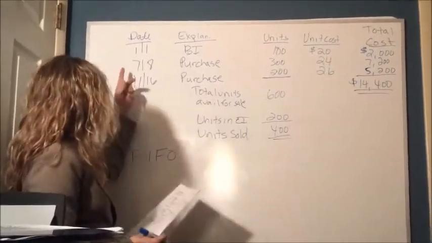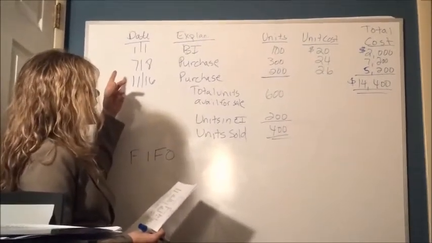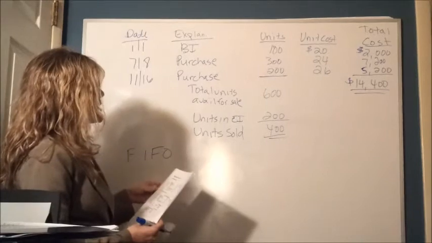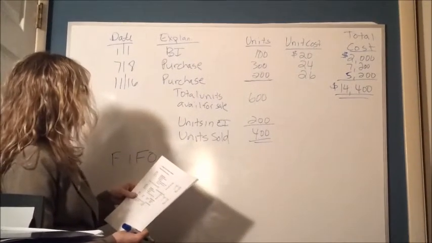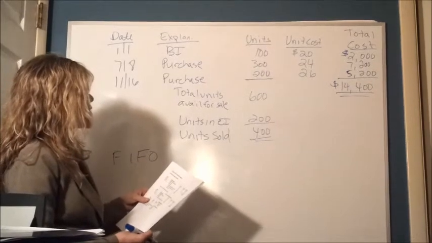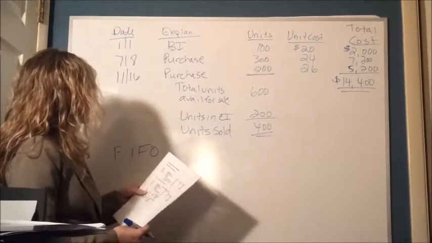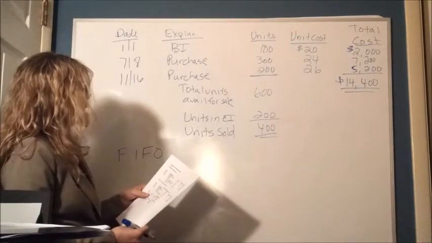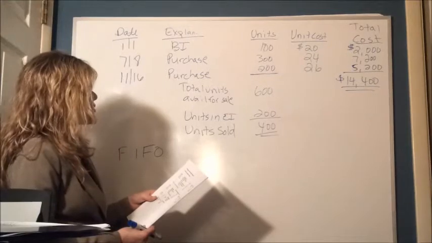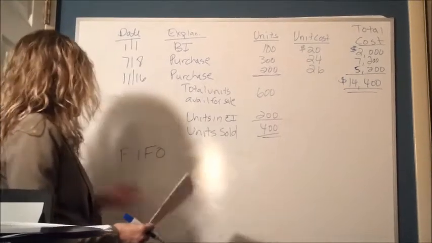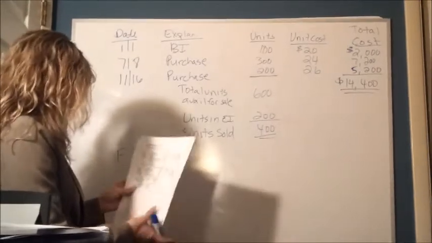So, my beginning inventory on January 1st was 100 units at a unit cost of $20 per unit for $2,000. My purchase on July 8th, I bought 300 units at a cost of $24 per unit for $7,200. And on November 16th, I purchased 200 units at a unit cost of $26 each for $5,200. So let's go through this and see first of all what my ending inventory is.